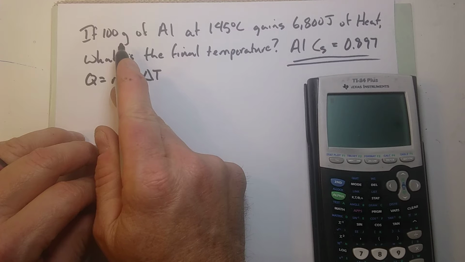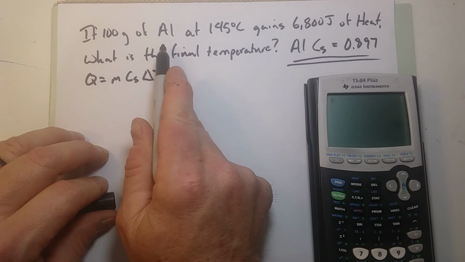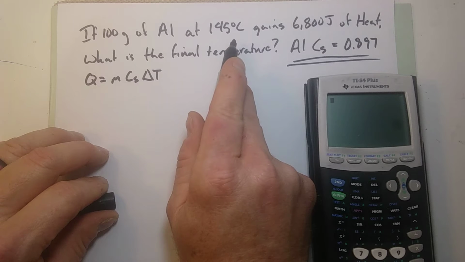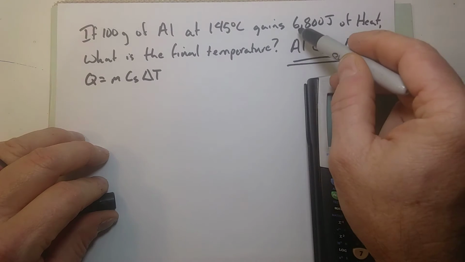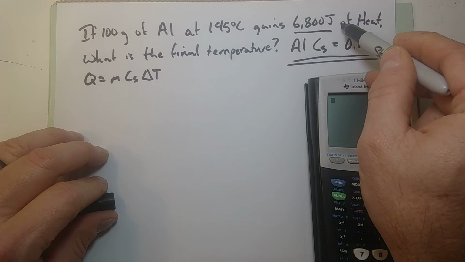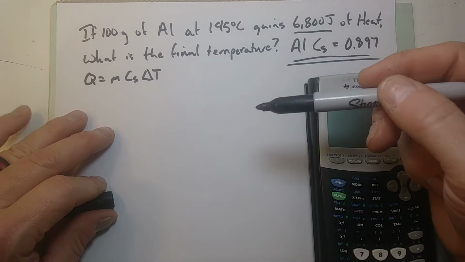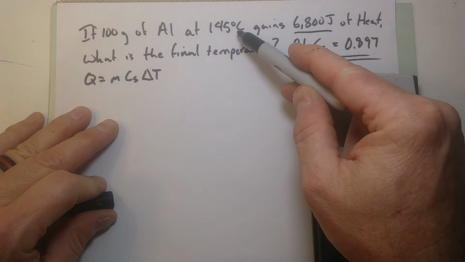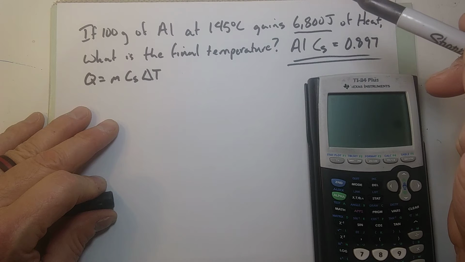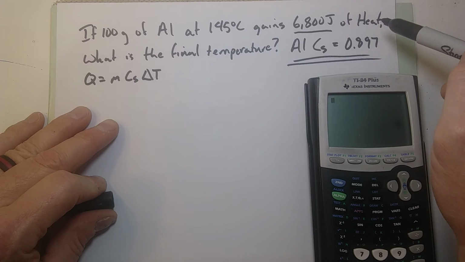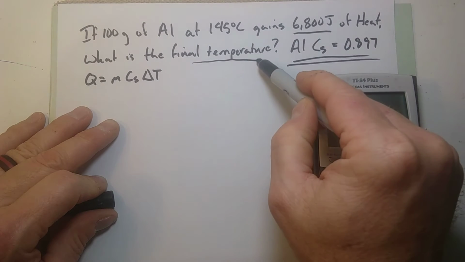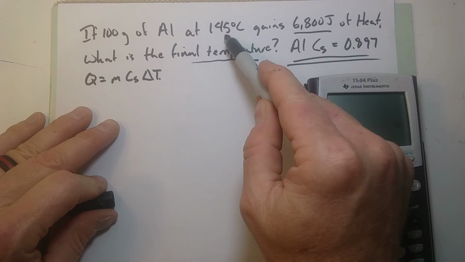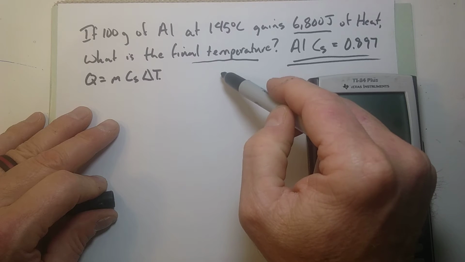So they tell us that the substance here is 100 grams of aluminum, and it's initially at 145 degrees Celsius. We know it's at this temperature because then it says it gains this much heat. So intuitively, we're thinking, oh, it's going to heat up because it's gaining heat, this aluminum already at 145 degrees Celsius. And they say, what is the final temperature? So we know that when we find this change in temperature, we're going to have to add it to 145 to know what the final temperature is.